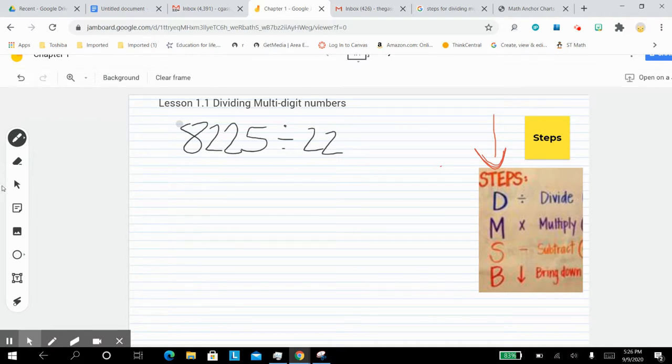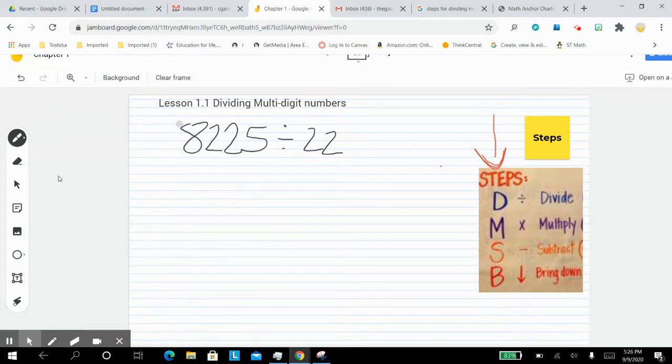All right, so over here on the side are the steps that we learned about. We start with divide. Then we multiply, we subtract, and we bring down. It's the set of steps that we do over and over again. So the first thing we're going to do right now is set this up.